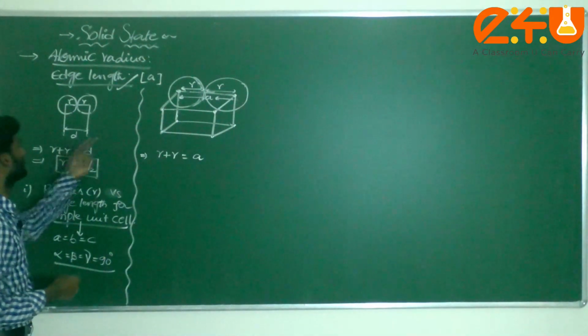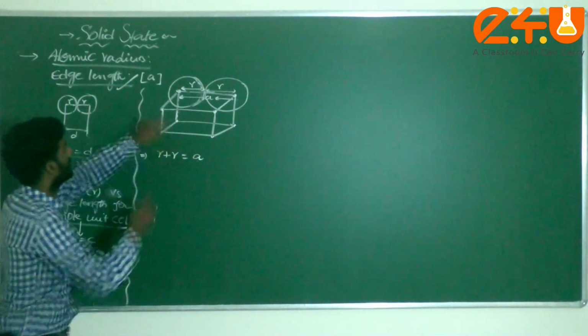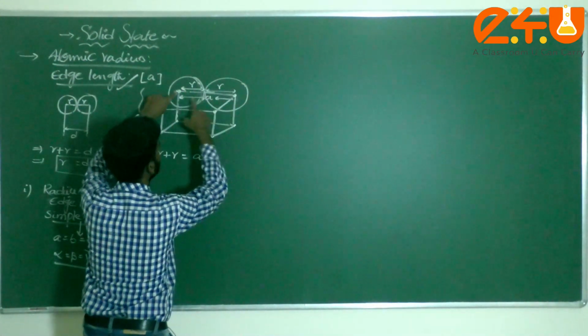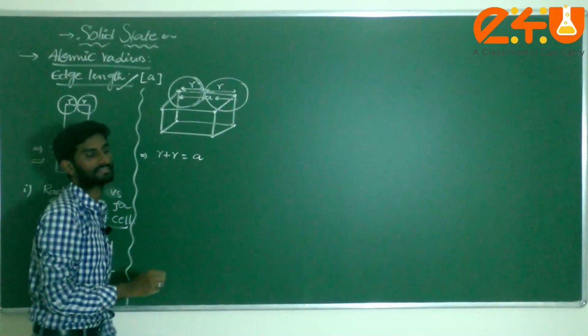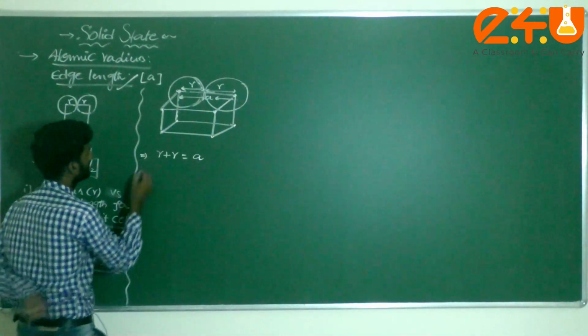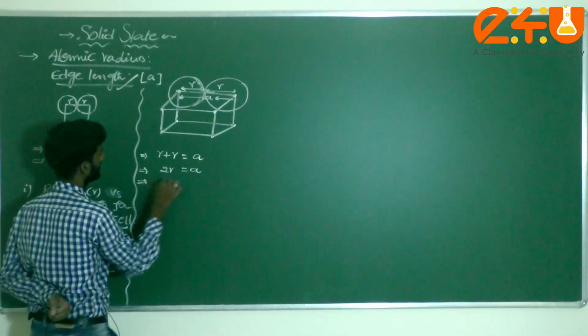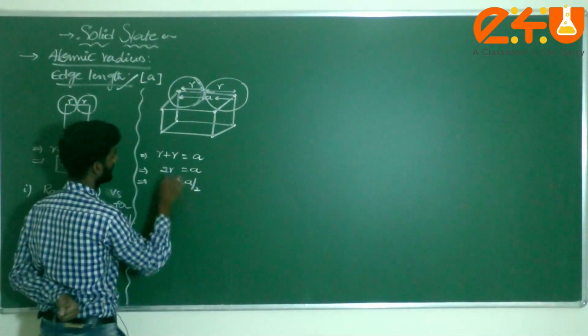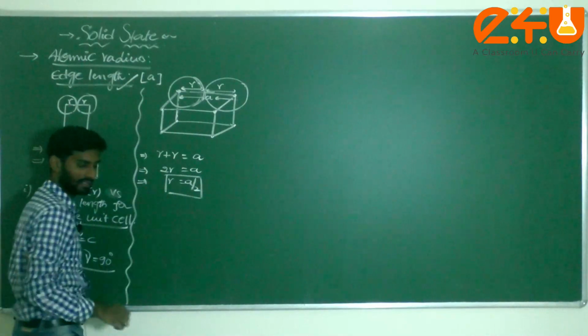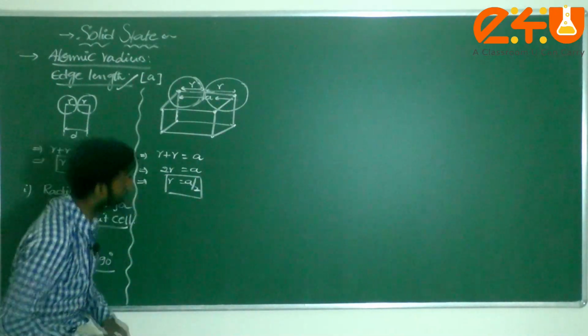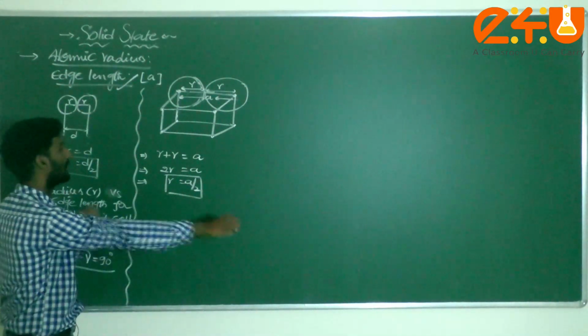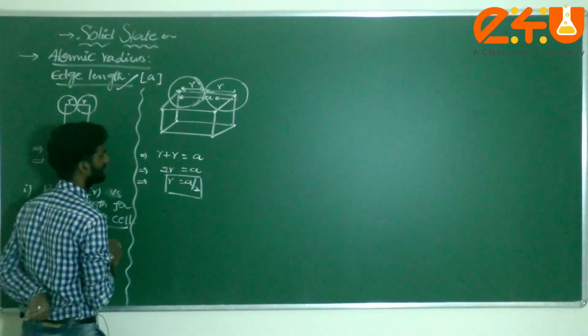Simple, instead of d, what will come, dear student? Here, edge length. This is called up to here edge length of the simple unit cell. That implies here 2r is equal to a, that implies here r is equal to a by 2. This is called the radius of the simple unit cell or primitive unit cell.